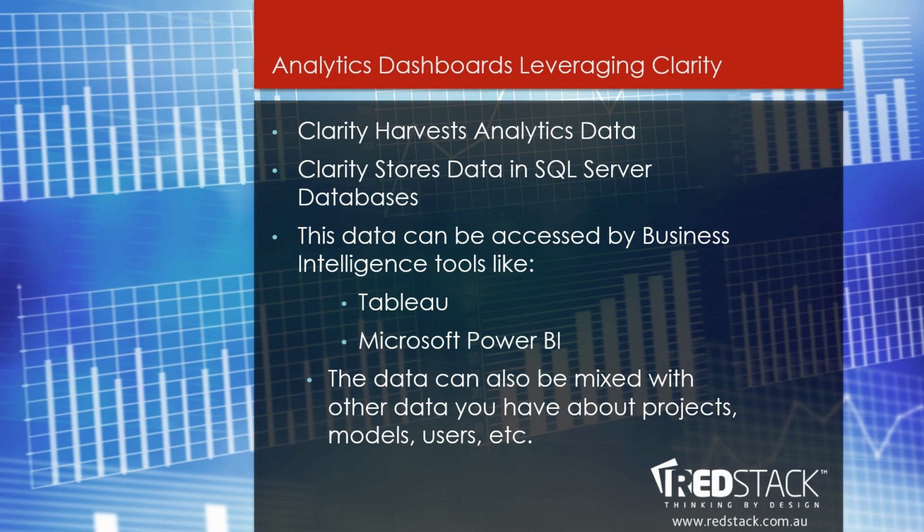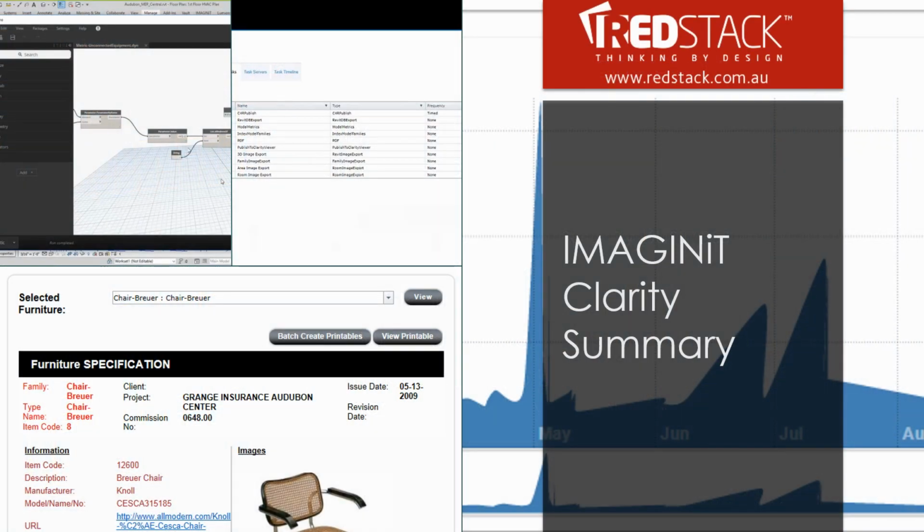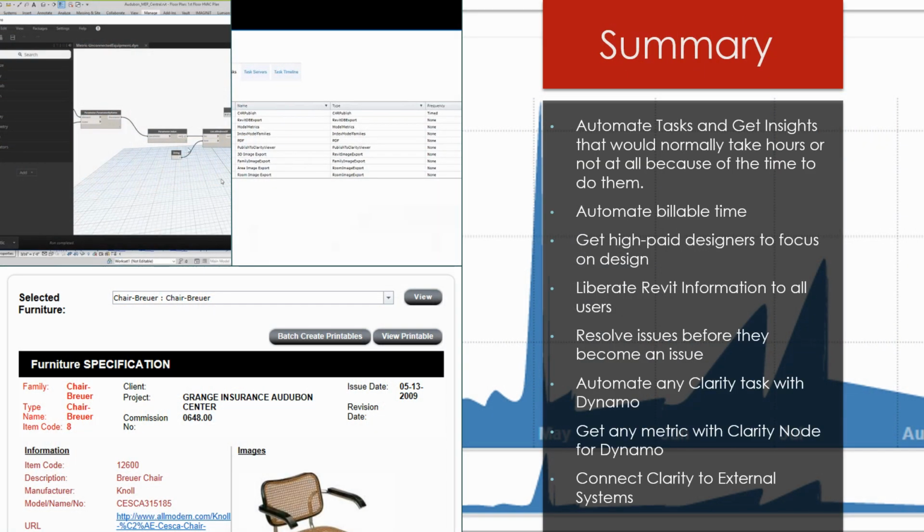So I'm just going to summarize the task automation and metric side of things of Clarity. You can automate tasks and get insights that would normally take hours or not at all because you just don't have the time to do them. If you're automating now, you can bill that time. It's billable time that is running automatically. And that has a twofold effect. Now that I'm automating and getting paid to automate, my high-paid designer that was getting paid to do this manual task can now focus on design. So it's a two-edged sword there.